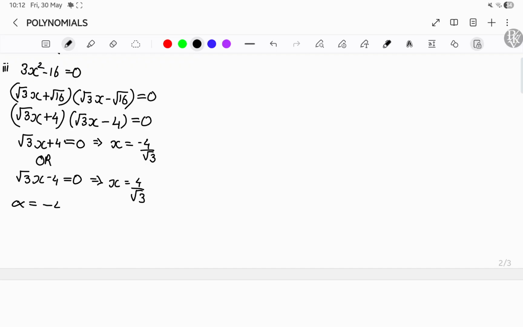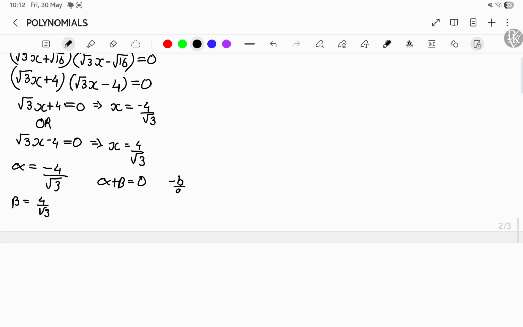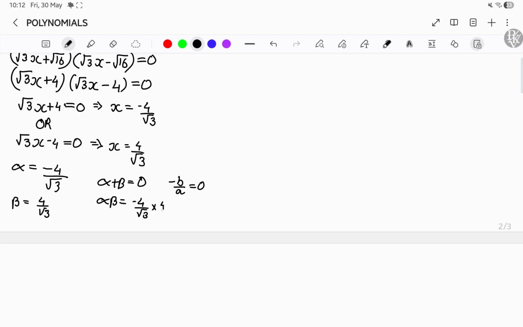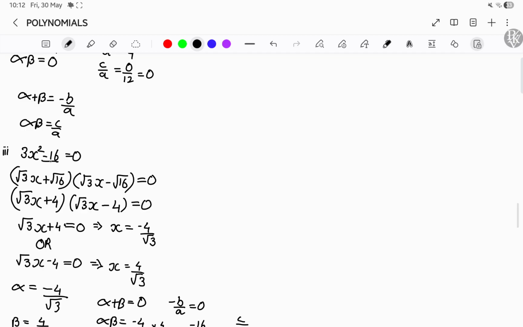Alpha will be equal to minus 4 by root 3 and beta will be equal to 4 by root 3. Alpha plus beta is equal to 0 and b here is equal to 0. So b divided by 3 will be equal to 0. Minus b by a will be equal to 0. Alpha beta would be minus 4 by root 3 into 4 by root 3, which equals minus 16 by 3. c by a will be minus 16 by 3.